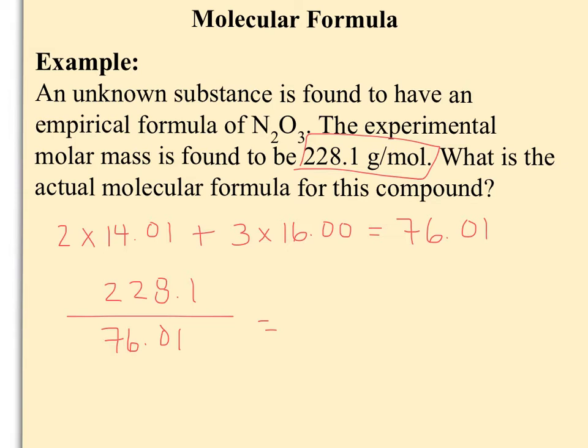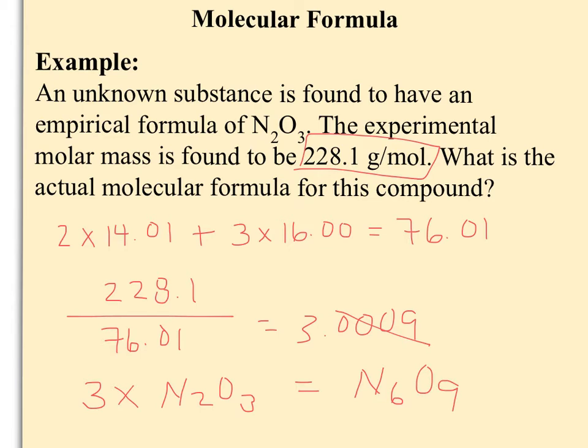I take 228.1 and divide by 76.01, and I come up with 3.0009. So basically 3 times the mass of what the empirical formula has. So that tells me I need to triple the empirical formula, and my actual molecular formula must be N6O9.